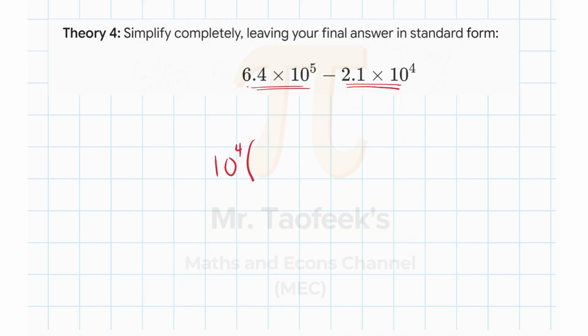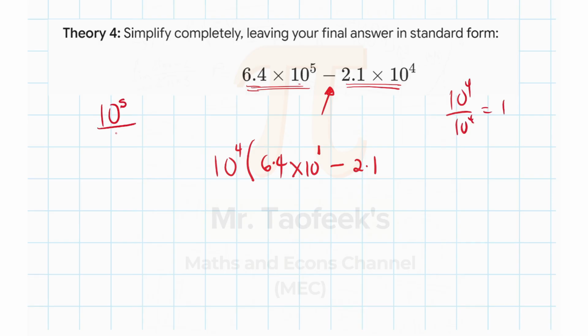Okay, open a bracket. 6.4. If you factorize out 10 to the power of 4 from 10 to the power of 5, you're going to be left with 10 to the power of just 1. Take away, which is the minus over here. And this one, if you factorize out, this is minus 2.1. I'm going to write my 2.1. If you factorize 10 to the power of 4 out from 10 to the power of 4, you're only left with just 1. Because 10 to the power of 4 divided by 10 to the power of 4 is just 1. Okay? Just as we know, 10 to the power of 5 divided by 10 to the power of 4.